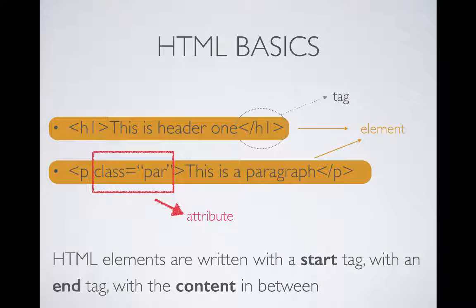Now lastly, regarding attribute, it is just some text in the start tag that states a variable and its value. Some common attributes are class and ID, which are used heavily for CSS.